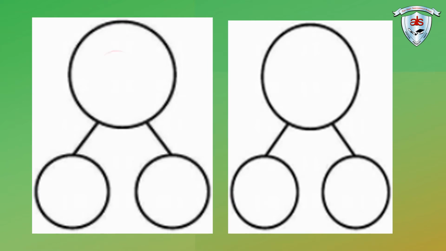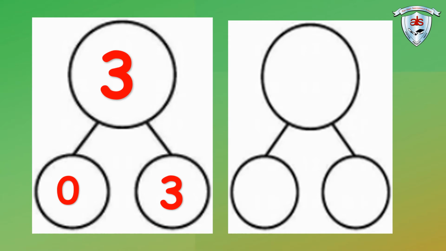Here I have number 3. So now we have to represent this number 3 using two numbers. So what can it be? So I'm going to use 0 and 3. So when we add 0 plus 3, we will get the same total amount, that is 3. Okay, and 0 and 3 make 3.